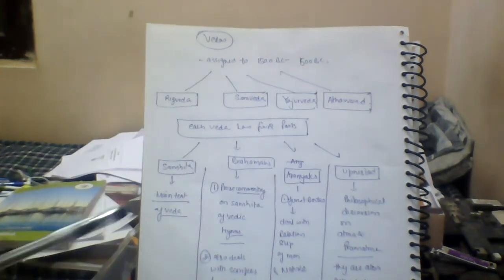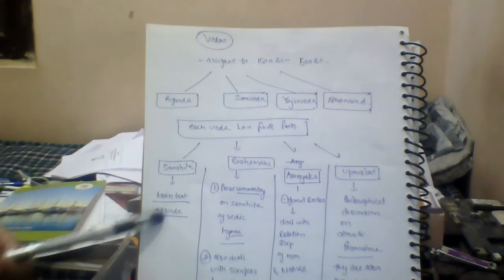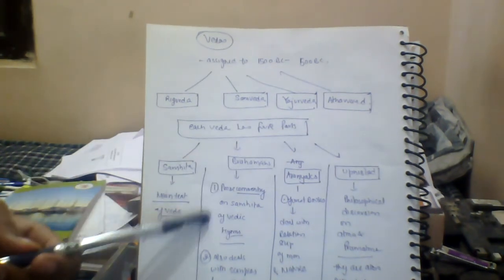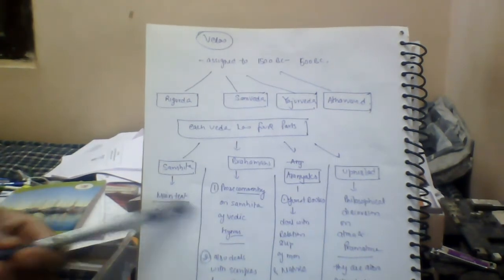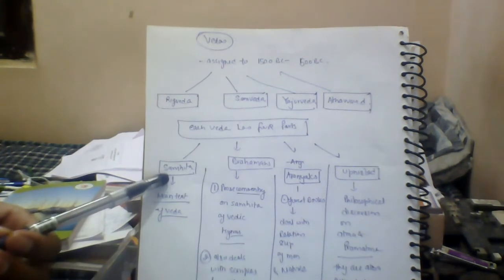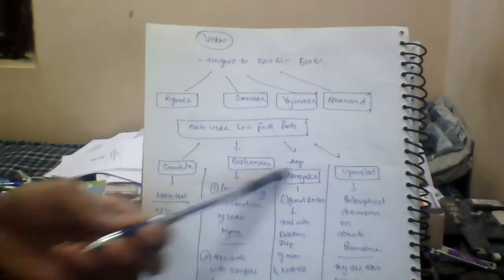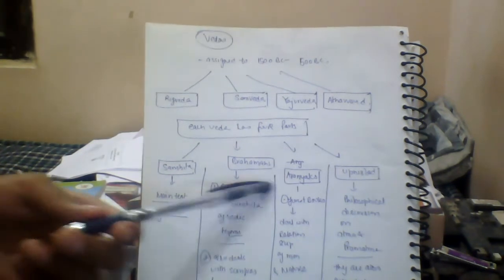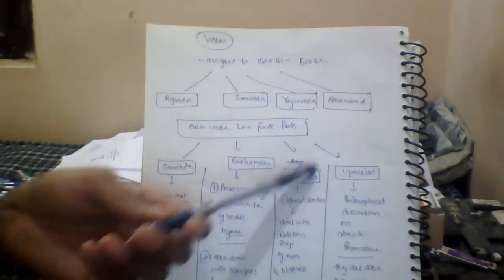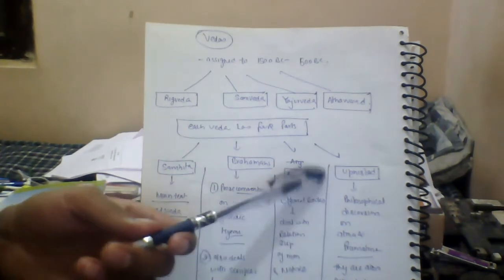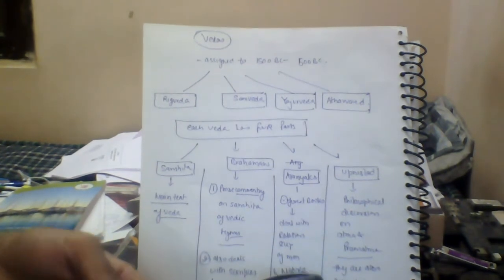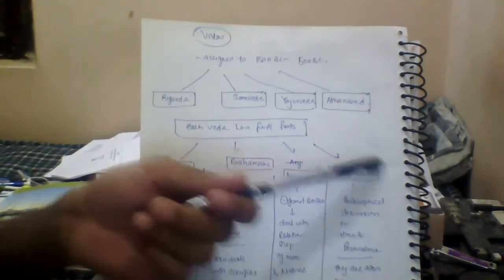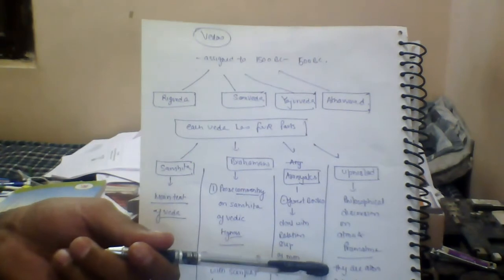For example, the Samhita is the main text of the Veda, and the Brahmanas are the commentaries on the Samhita. Then the Aranyakas are called the forest books, dealing with sacrifice, ritual, magic, and so on. Then come the Upanishads, which contain philosophical discussion on Atma and Paramatma, and they are also referred to as Vedanta. You should understand this.